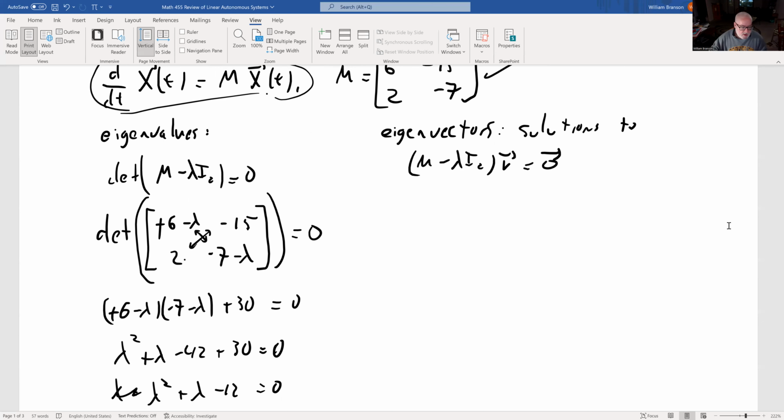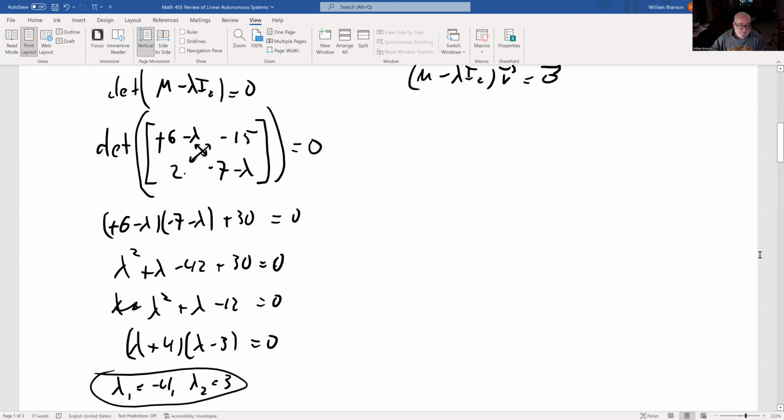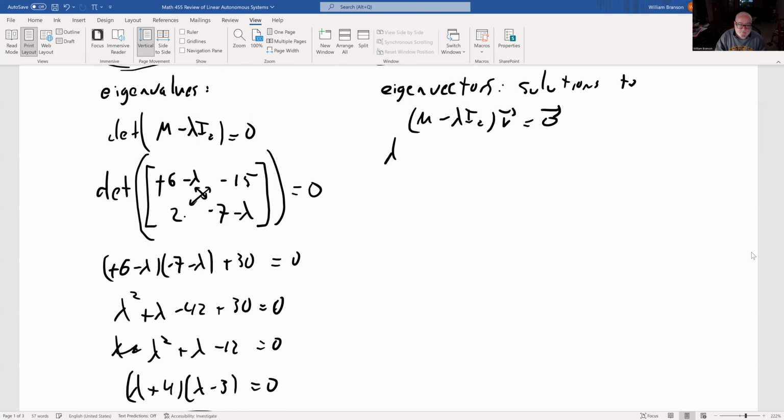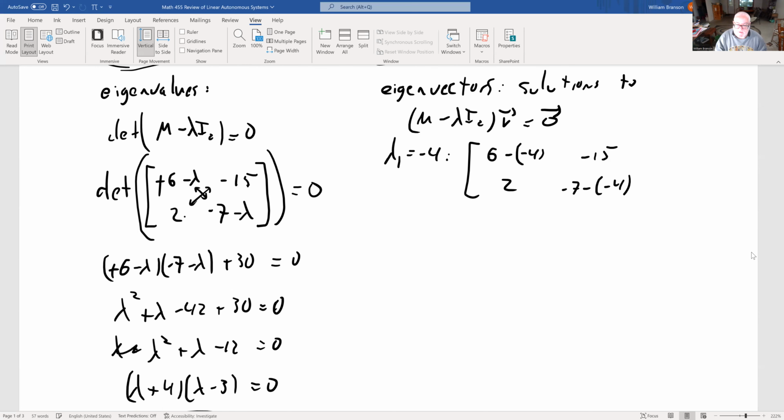So if we plug in lambda 1 equals minus 4 into this matrix, we get 6 minus minus 4, minus 15, 2, minus 7 minus minus 4, times x, y equals 0, 0. So that's the matrix equation that we want to solve for x and y, and that'll become our eigenvector. 6 minus minus 4 is 10, minus 15, 2, minus 7 plus 4 is minus 3.